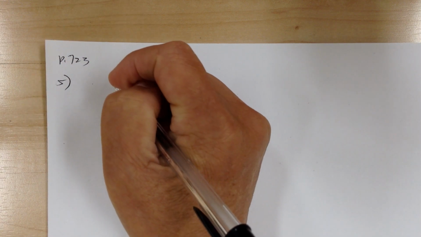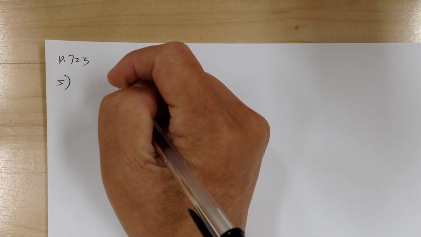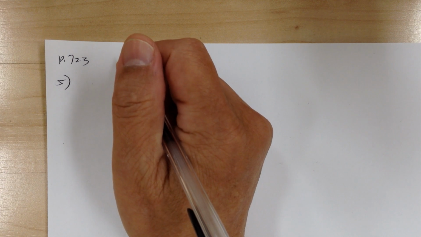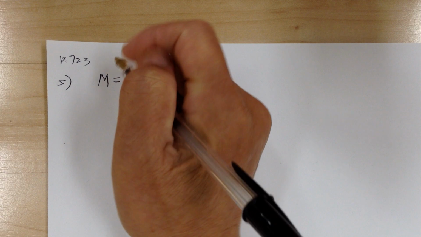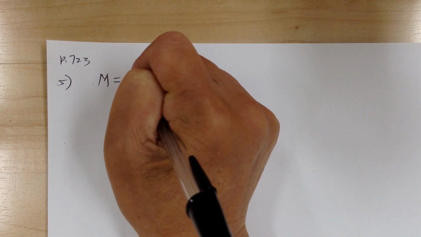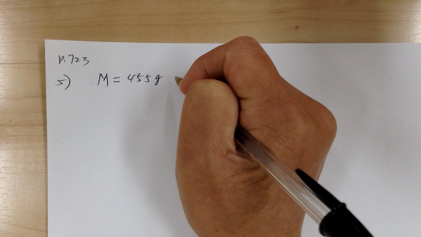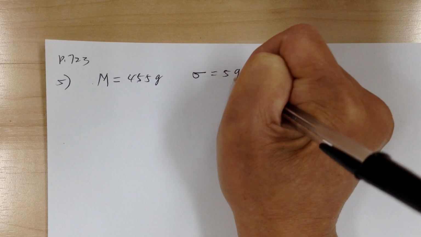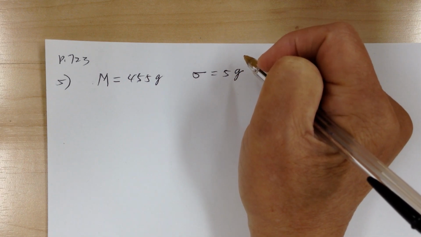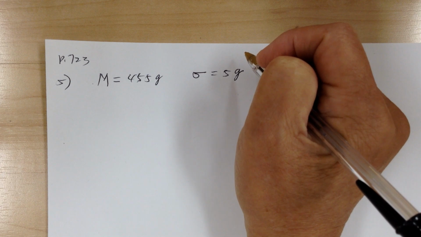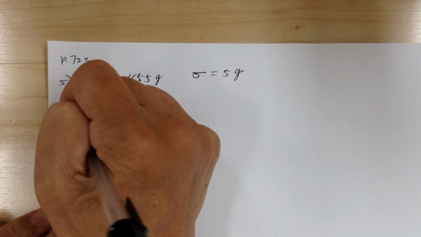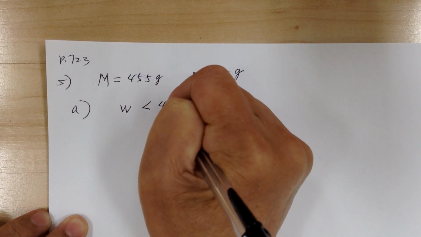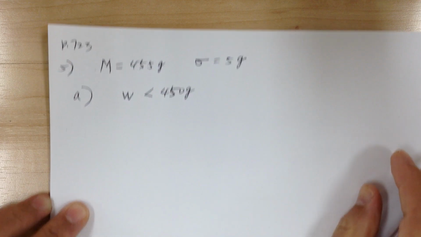Number 5. This one you have to read through, and you have to write down all the information. It says the mean weight of a loaf of bread, so mean, that's the M, equal to 455 grams, with a standard deviation of 5 grams. Assume a normal distribution, find the percent of loaves with a weight that is, A, less than 450 grams. Again, you have to write down all this information.